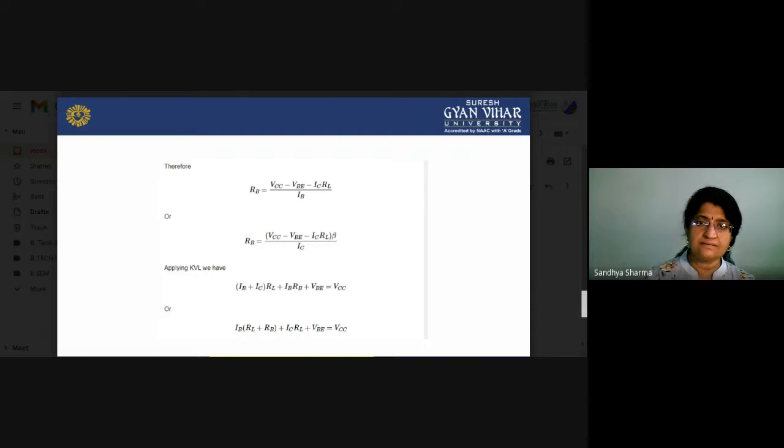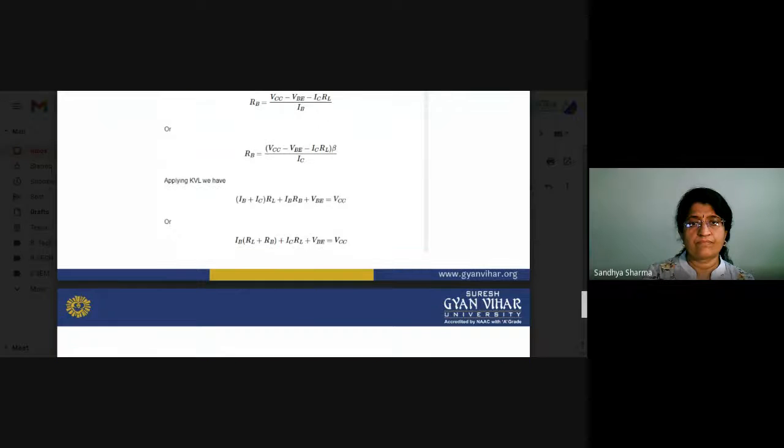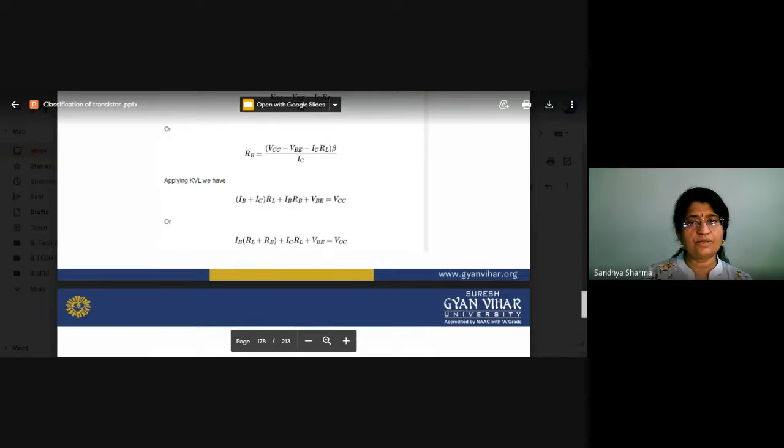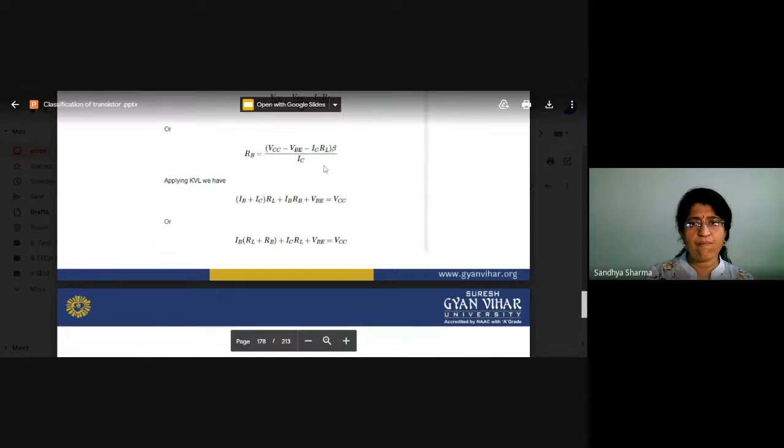So that is the reason. Now you have to calculate here. You can see in this diagram. You can solve it.